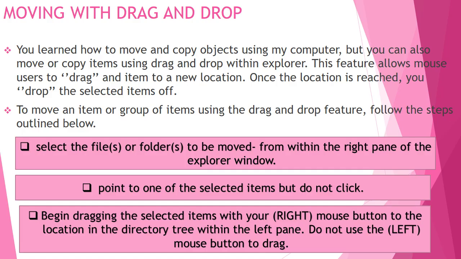The second step is to point to one of the selected items but do not click. Once you select it, you don't have to click. Then drag the selected items with your right mouse button to the location in the directory tree within the left pane. Do not use the left mouse button to drag. If not, it will not give you a significant output.